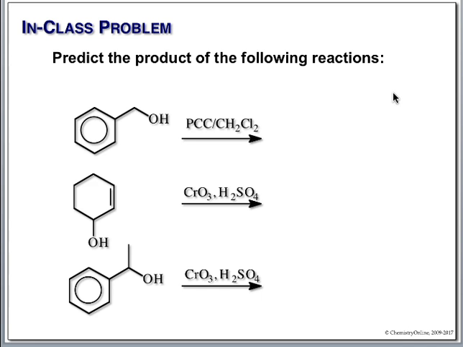Our first one here, we have a benzylic alcohol, benzyl alcohol, and we're simply doing a PCC oxidation. Remember, PCC is nice because it will not over-oxidize. It will stop at the aldehyde stage, so we convert the alcohol to the carbonyl and simply make benzaldehyde.